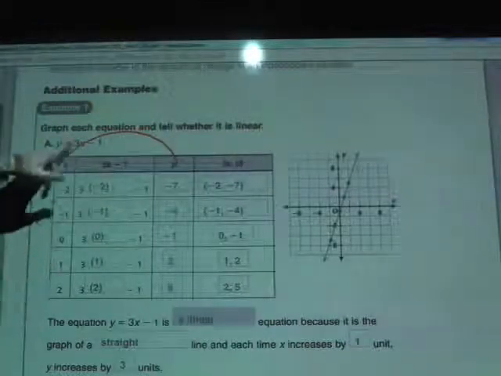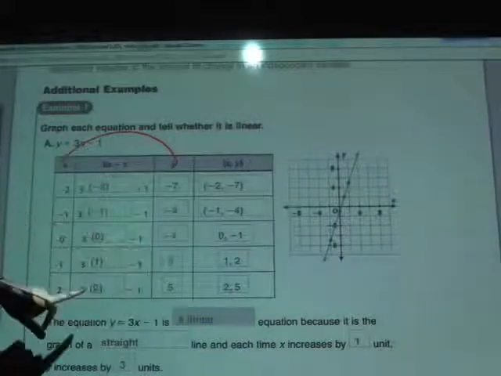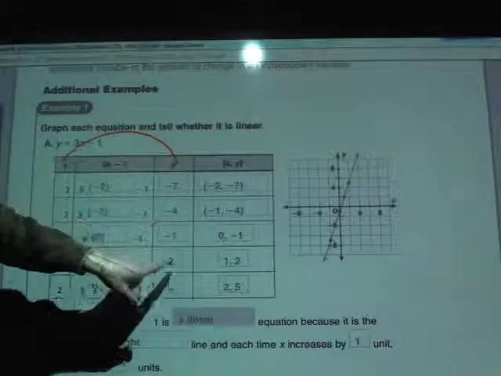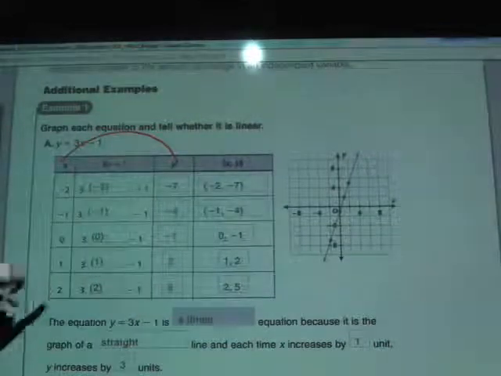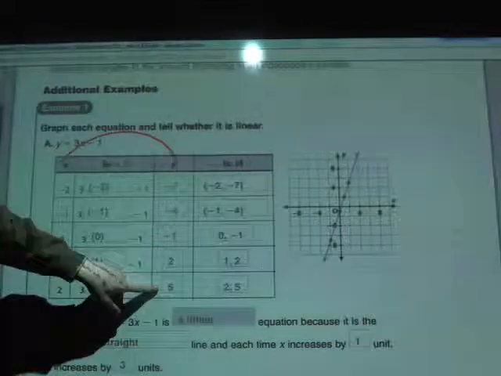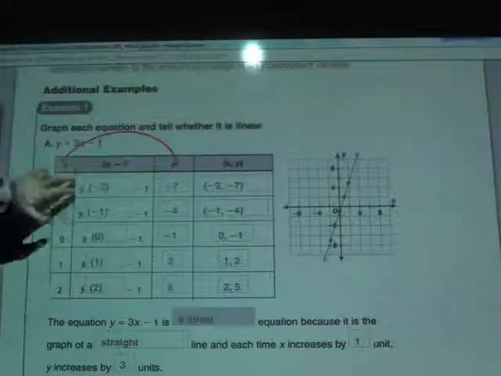So start with 0. 3 times 0 is 0, minus 1 is -1. 1. 3 times 1 is 3, minus 1 is 2. 2. 3 times 2 is 6, minus 1 is 5. So now, you notice I started at 0, went down this way, and I didn't go this way.